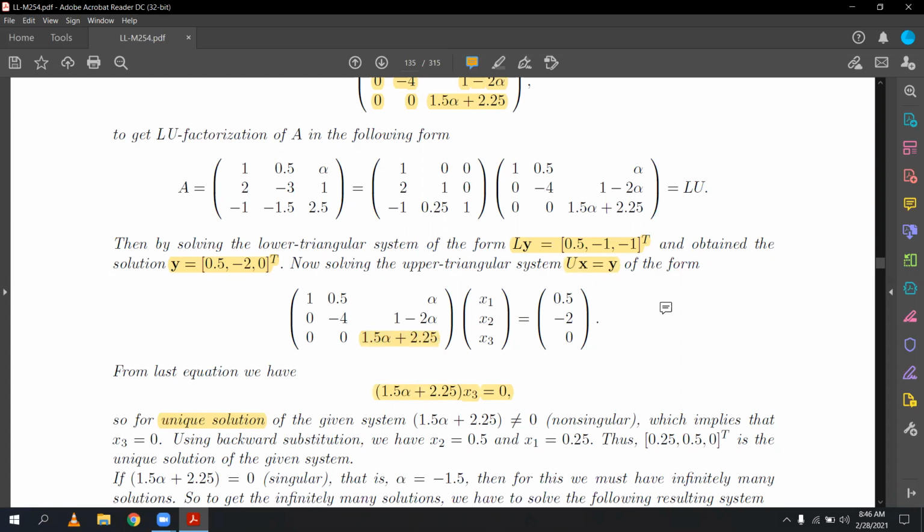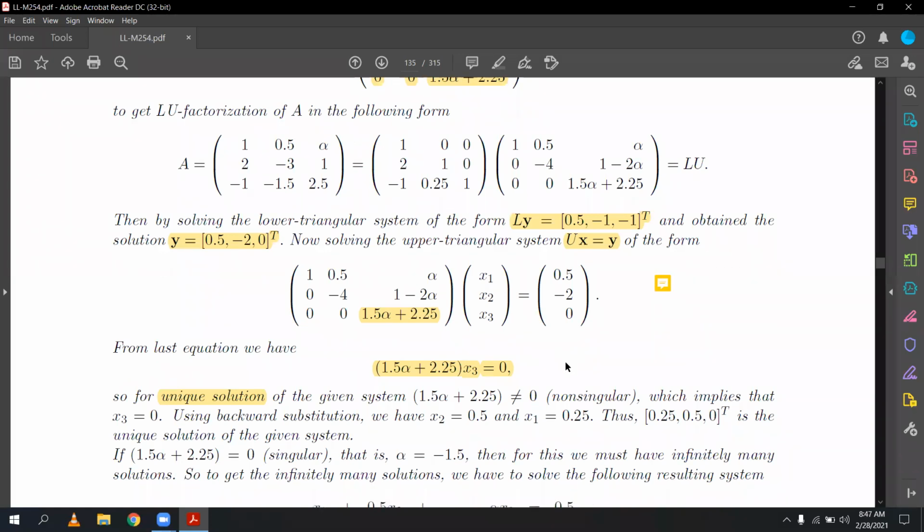Please remember that one. When I say AB equal to 0, what does this mean? AB equal to 0 means either A equals 0 or B equals 0. So when we say for the unique solution the diagonal element should not be equal to 0, it means 1.5 alpha plus 2.25 should not be equal to 0. When A is not 0, it means B must be 0.